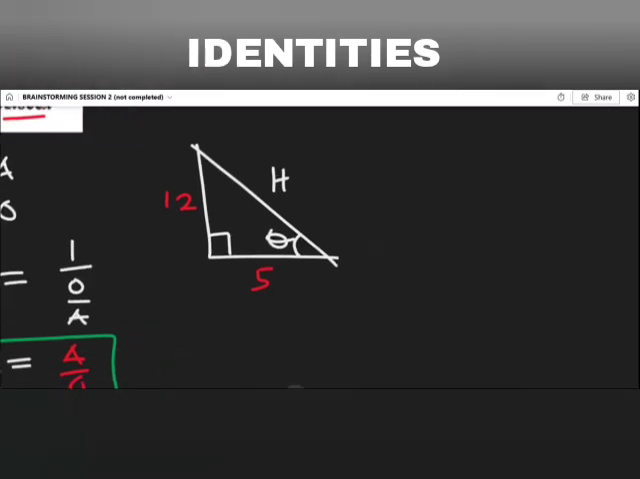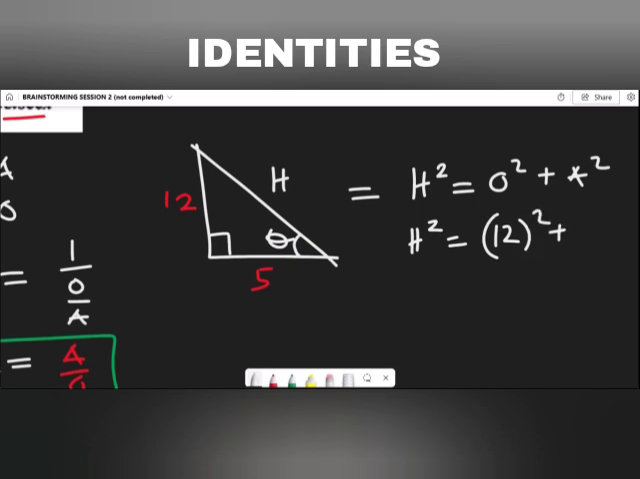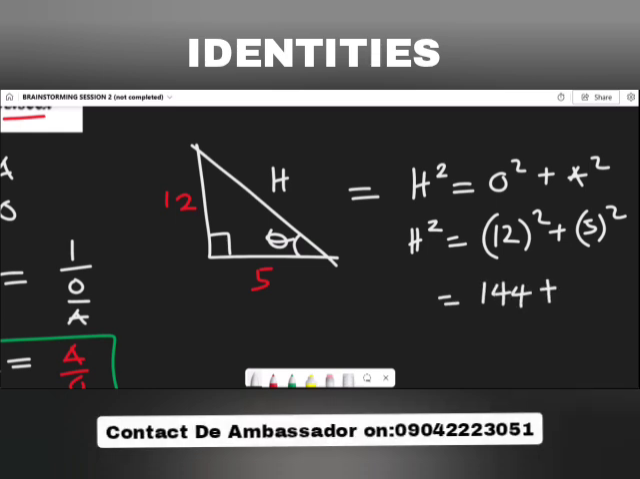Now getting the value of our hypotenuse using Pythagoras theorem, h squared equals opposite squared plus adjacent squared. So my h squared is what I'm looking for. The value of my opposite squared is 12 squared, then the value of my adjacent squared is 5 squared. 12 squared is 144 plus 5 squared, that's 25. When you sum up both, we are going to have 169.